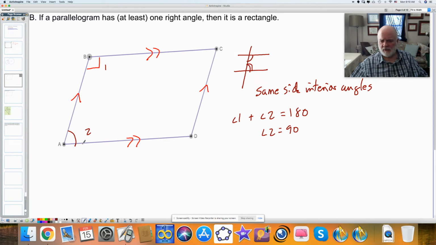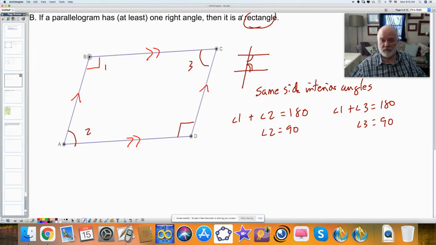Since they are same side interior angles, you can say that this has to equal 90 as well, because they have to add to 180. We could also do that with this angle, angle 3. So angle 1 plus angle 3 is equal to 180. And that means that since angle 1 is 90, angle 3 has to equal 90. So far, I've proven 3 of the 4 angles are 90 degrees. To prove it's a rectangle, what I'm actually trying to prove is that all 4 angles are right angles. Now, one other thing that we know about parallelograms is that the opposite angles are congruent. So this would have to be 90 as well. Therefore, this is a rectangle.